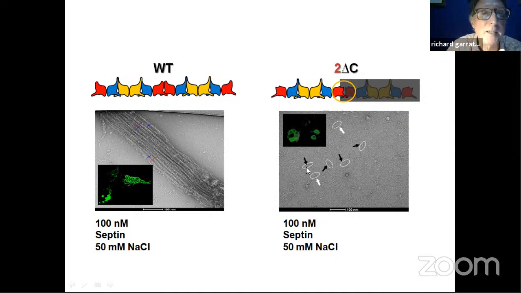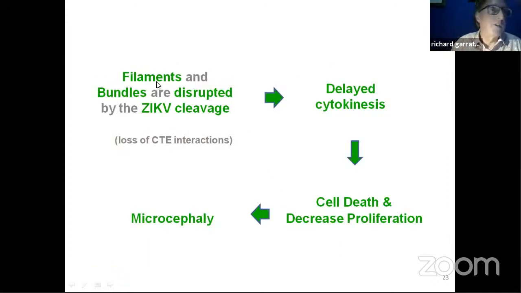So all you see are little hexamers inside these oval shapes here. And intracellularly, there are no filaments formed. You just get a diffuse green pattern. So what that seems to suggest is that by cleaving that particular region of the red septin, the filaments and bundles of septins are disrupted. Since I mentioned right at the beginning that septins are important for cytokinesis, in other words, for cell division, this would lead to a delayed cytokinesis and eventually cell death, decreased proliferation, and microcephaly.